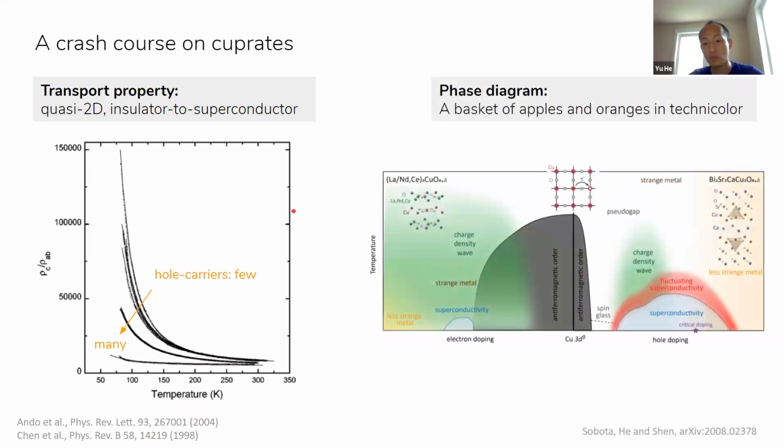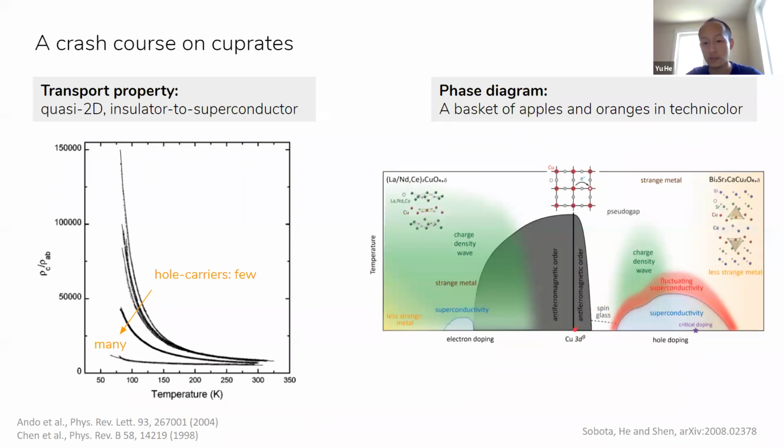So with all that in mind, you might have seen many versions of cuprate phase diagrams in the past. It's really a basket of apples and oranges because they draw observations as a result of different probes. So a word of caution, take those different phase diagrams with a grain of salt.